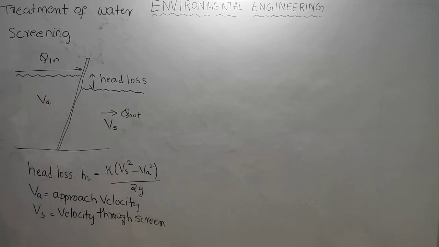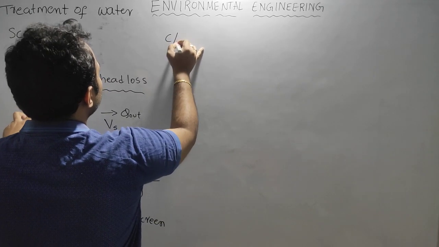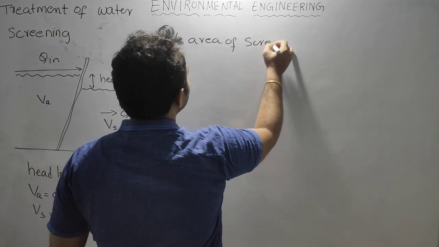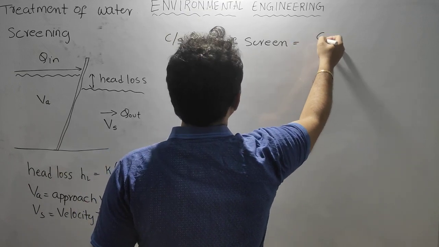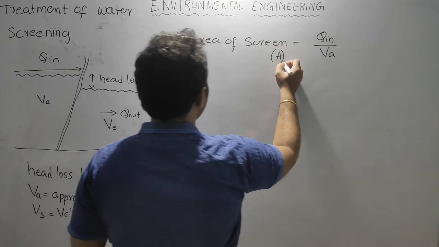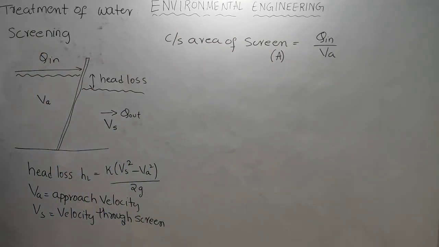Velocity through the screen. Generally, what is the cross-sectional area required for the flow? If Q in is the inflow and Va is the approach velocity, then the cross-sectional area of the screen is equal to Q inflow by approach velocity. This is the cross-sectional area of the screen that is needed, where A is equal to this. So this is the side view of the screen.